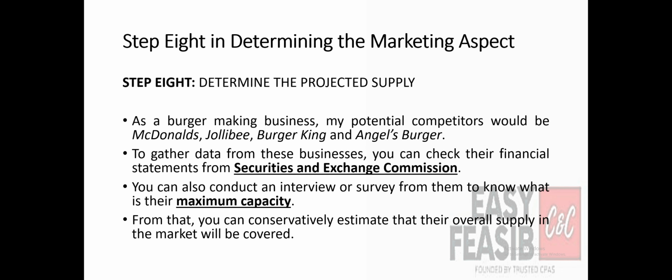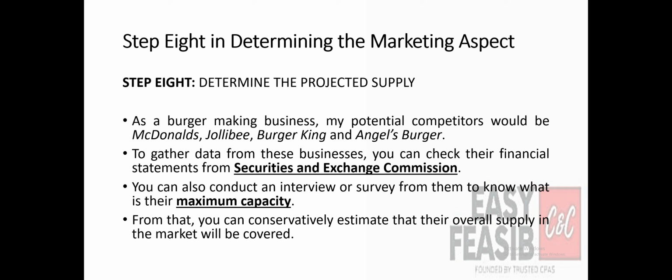As a burger-making business, my potential competitors would be McDonald's, Jollibee, Burger King, and Angel's Burger. To gather data from these businesses, you can check their financial statements from the Securities and Exchange Commission. You can also conduct an interview or survey from them to know what is their maximum capacity. From that, you can conservatively estimate that their overall supply in the market will be covered.